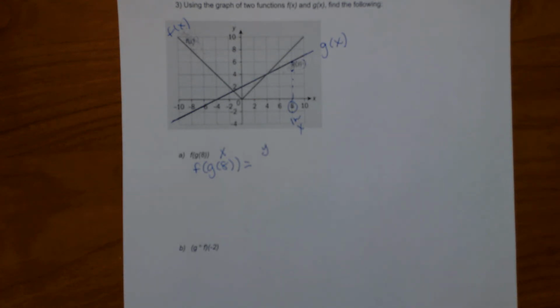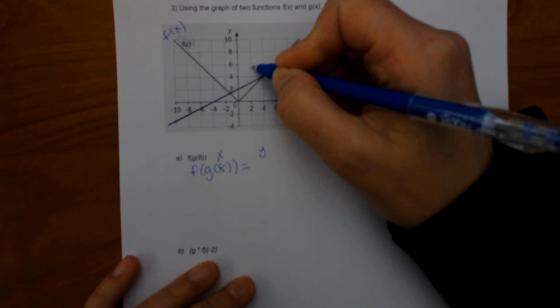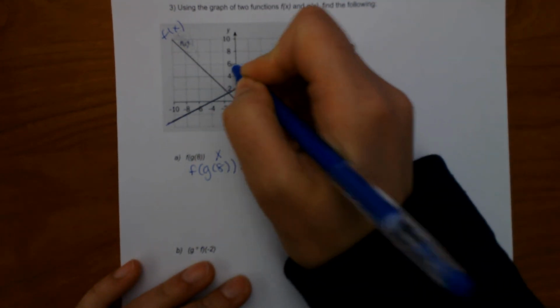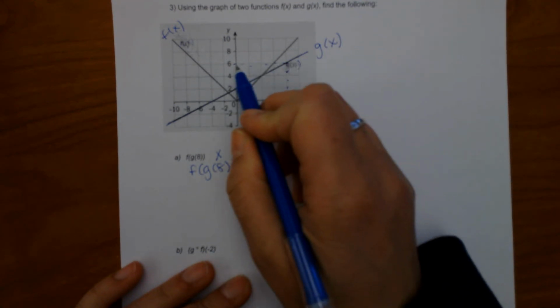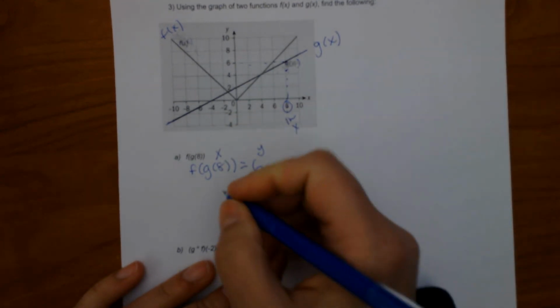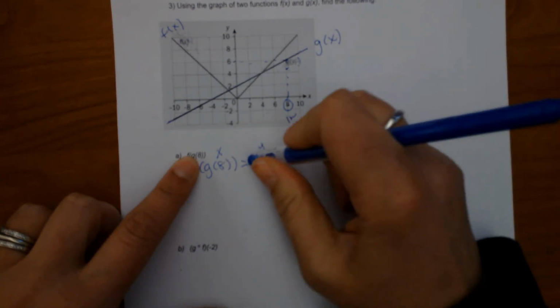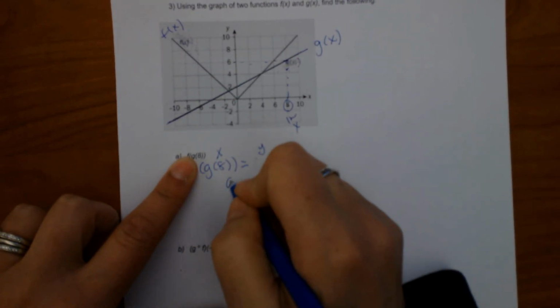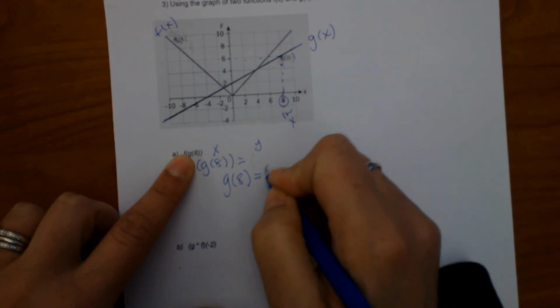Okay, so let's just finish it up. I have 8. We go all the way up, and what we want to look for is my output, which is my y. So I get out a 6. I input 8, I go to my line, I get out 6. So that's just the g one. So g of 8 equals 6.